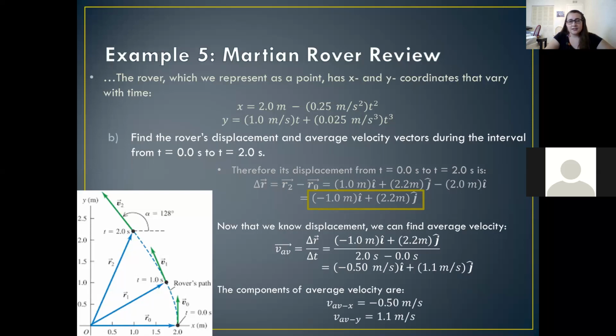Another way to write it is to look at each component separately. So again, i hat direction is the same thing as the x direction, and j hat direction is the same thing as the y direction. So when we have a negative i hat direction, that means we have a negative x velocity. And when we have a positive j hat direction, we have a positive y velocity.